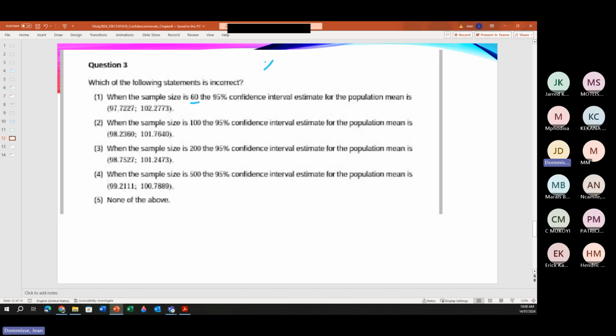So we don't know what the mean is in this question. But when they say, when the sample size is 100, the 95% confidence interval estimate for the population mean is something else. When it's 200, it's something else. When it is 500, it's something else. Okay, so what we're testing here is, let's look at this confidence interval.